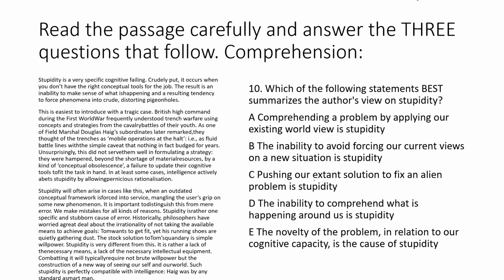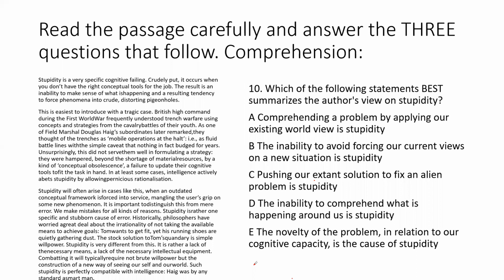Let's look at question number 10. Let's read the passage first. Stupidity is a very specific cognitive failing. Crudely put, it occurs when you don't have the right conceptual tools for the job. The result is an inability to make sense of what's happening and a resulting tendency to force phenomena into crude, distorting pigeonholes. So the first paragraph is talking about what is stupidity, according to author.